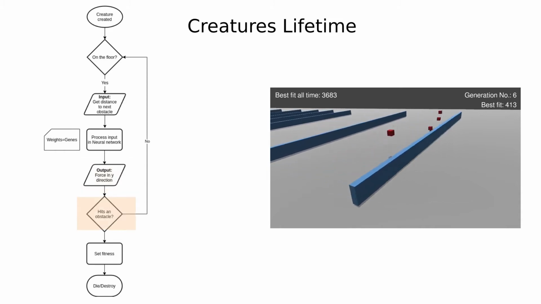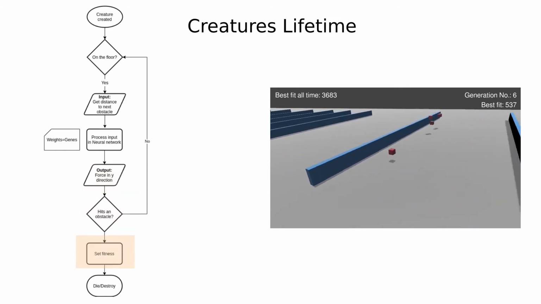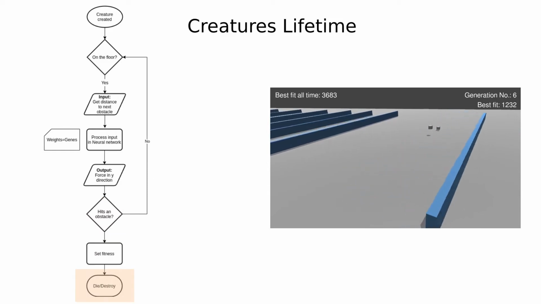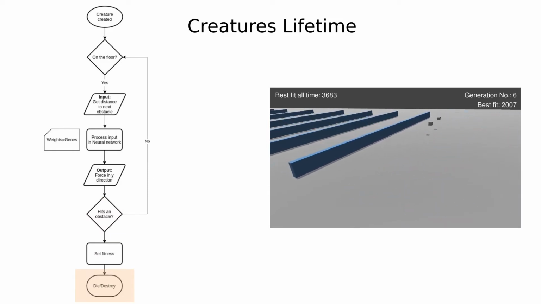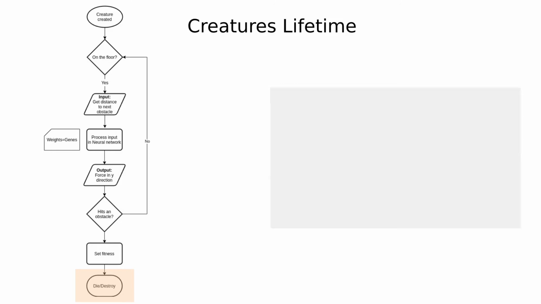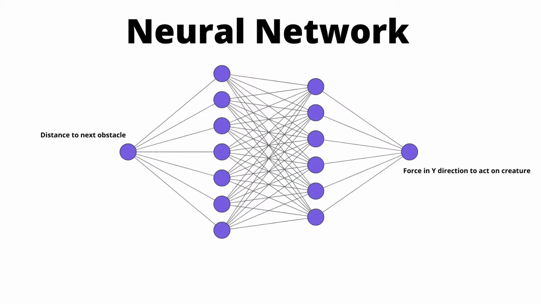If the creature hits an obstacle, I will calculate the fitness and will destroy it. The fitness will be the total distance traveled by this creature. The genes in this example will represent the neural network weights. These weights will affect the output of the neural network. And the goal of this algorithm is to try and find good weight values that will make the creature's neural network act correctly to different inputs.